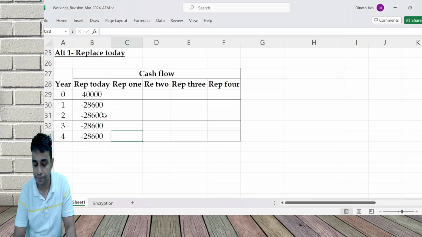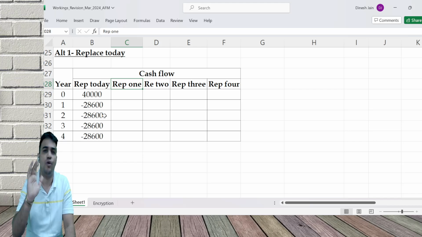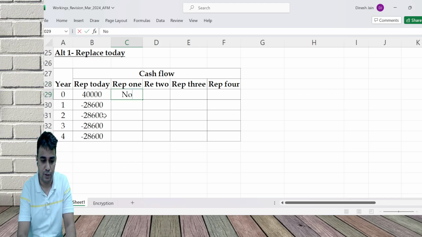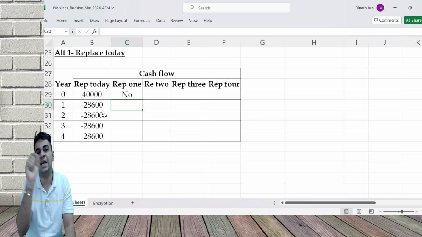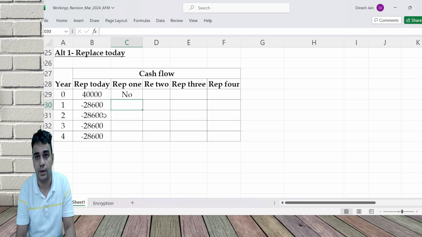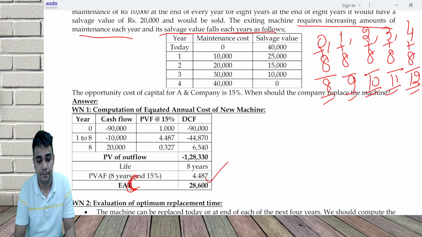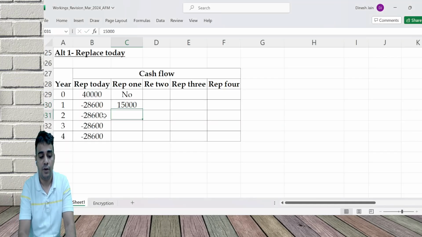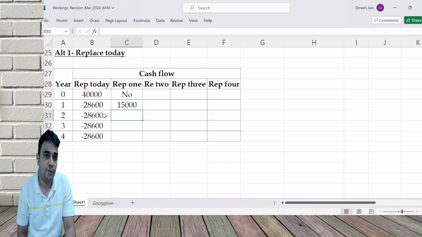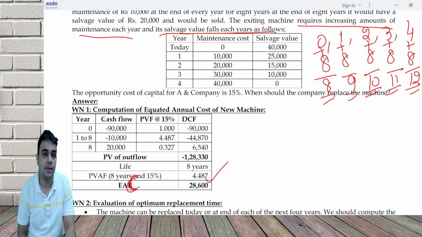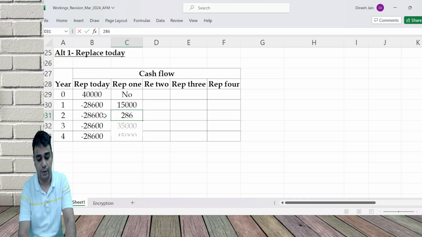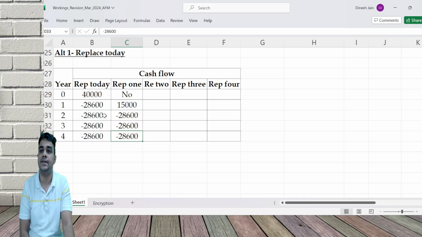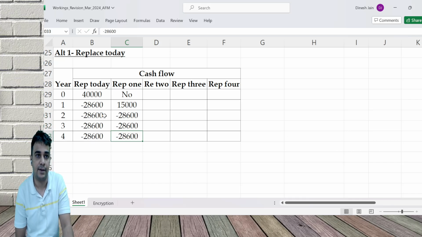Any doubts on this? Then what did you decide? No, I'll not replace now, so nothing happens here. No cash flow. First year, you use the old machine and sell it. What is the outflow or inflow all put together? Inflow 15,000. How inflow 15,000? 10,000 and 25,000. Then new machine 28,600, 28,600, 28,600, and 28,600.